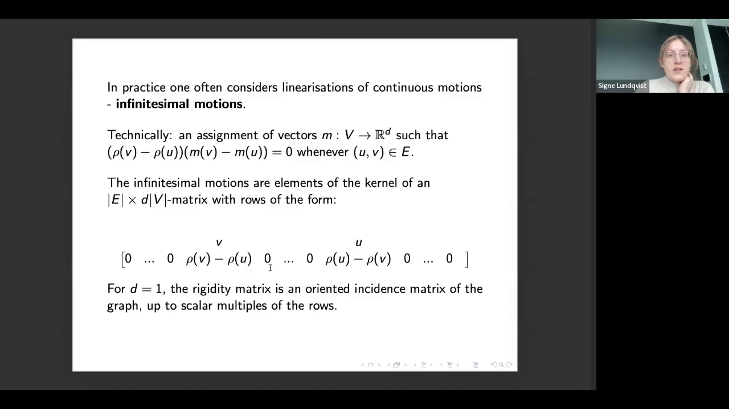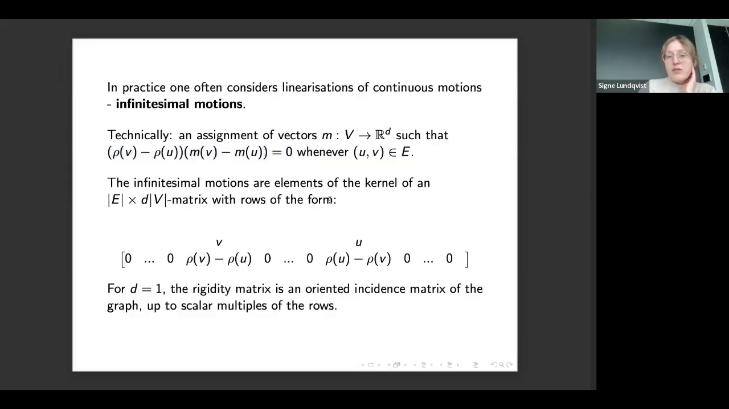Okay. So in practice, it's easier to consider linearizations of continuous motions, which we call infinitesimal motions. So technically, what you have is an assignment of a d-dimensional vector to each vertex so that this equation is fulfilled. This just denotes the scalar product of two vectors, and that's supposed to be 0 whenever the pair of vertices is an edge.